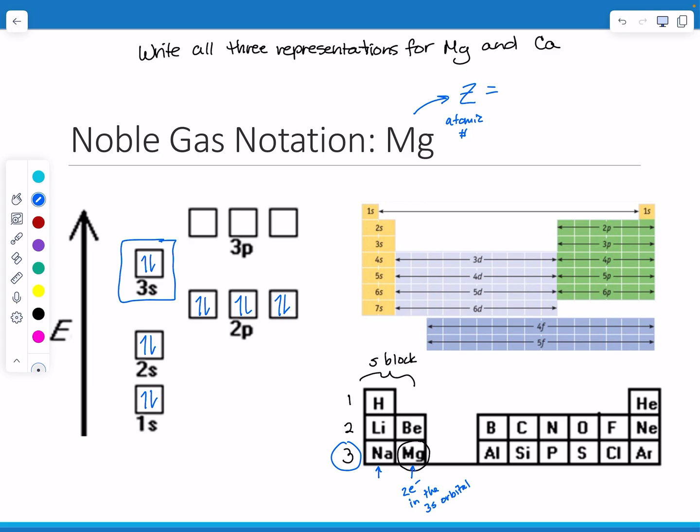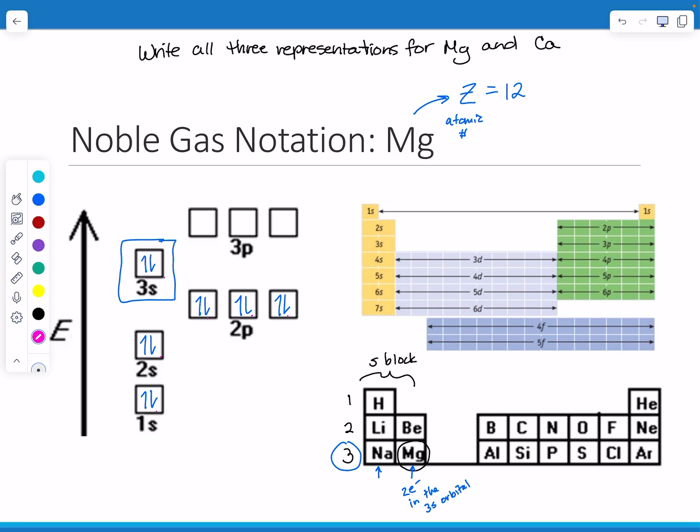So if we go on the periodic table, it is, I heard somebody say it loud, say it proud, 12, okay? So those little arrows have to add up to 12. If we do that, we've got 2, 4, 6, 8, 10, 11, 12. So we've placed 12 electrons, we're good to go, okay? All right, so that's the noble gas.